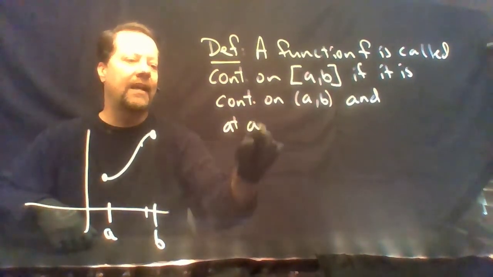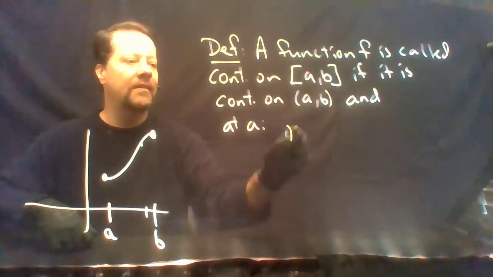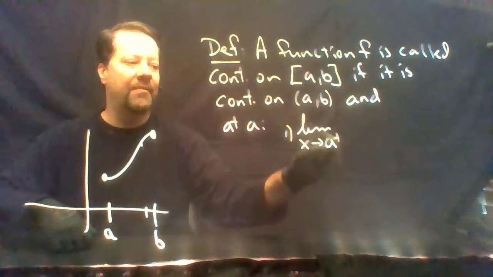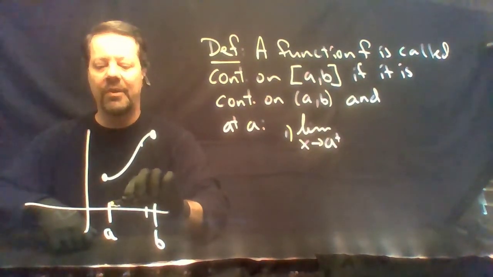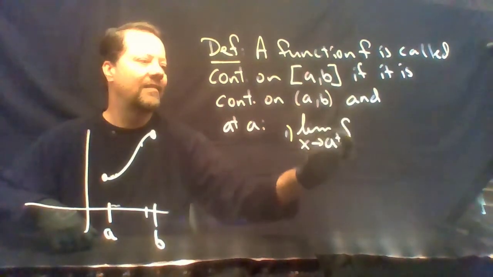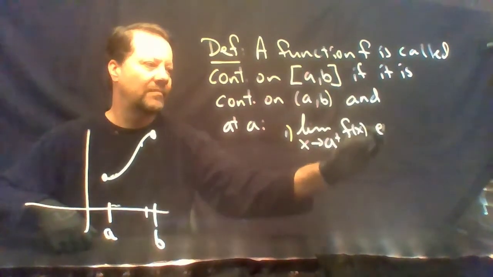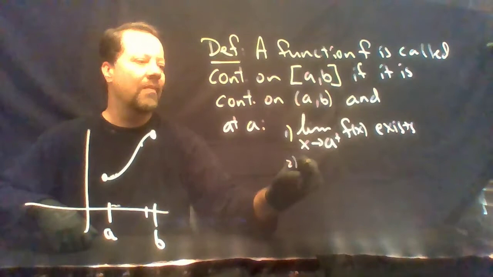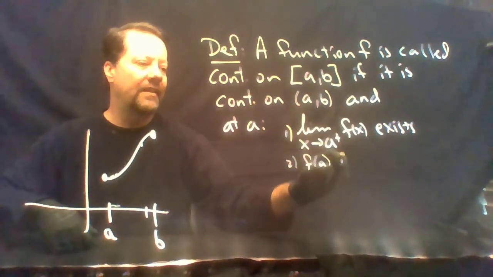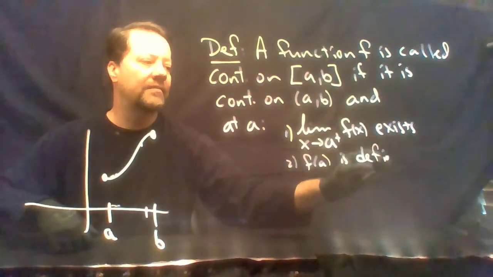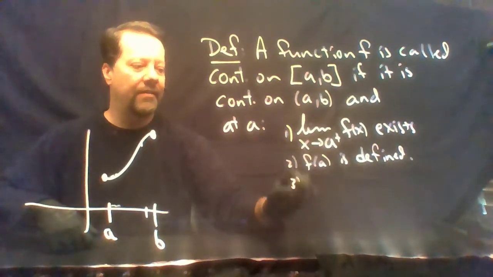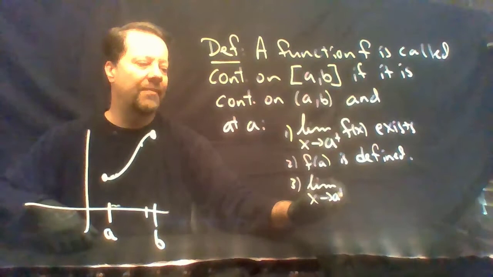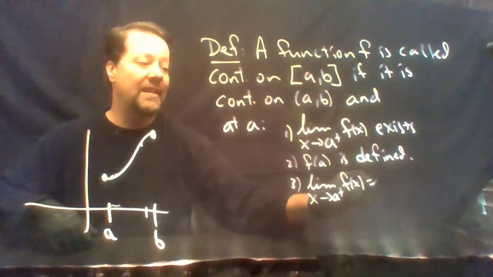At a, we have 1, the limit as x goes to a from the right exists, since you can only approach a from the right. 2, f of a is defined. And 3, the limit as x goes to a from the right is equal to the function value.